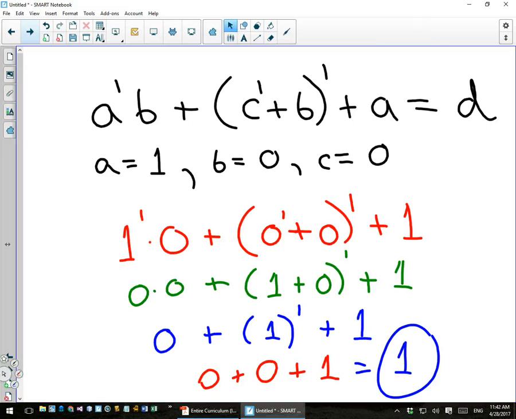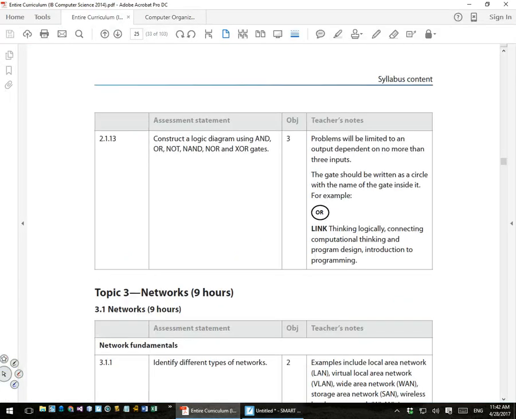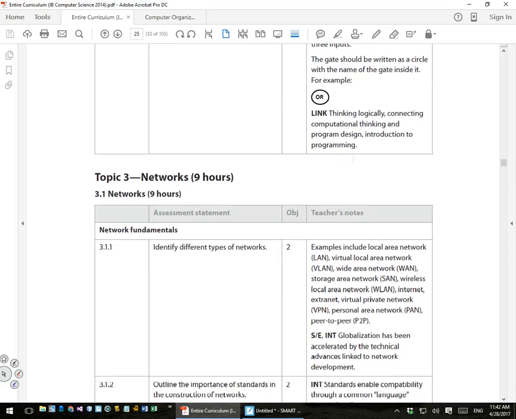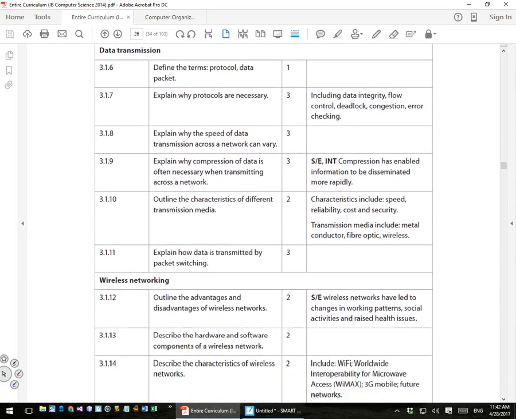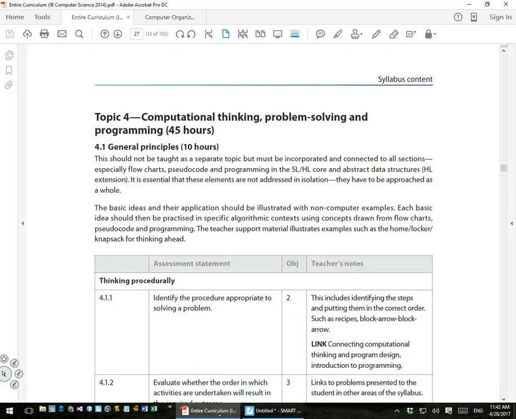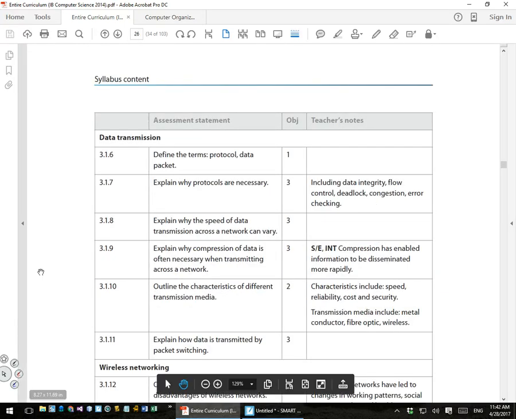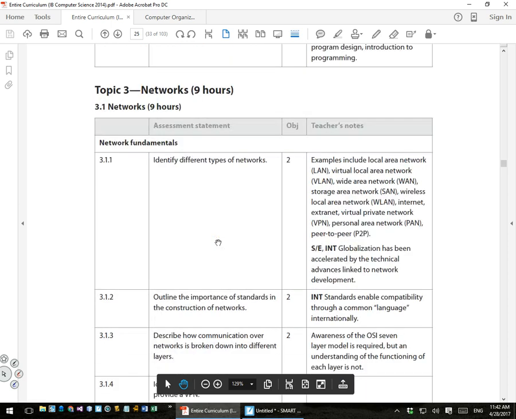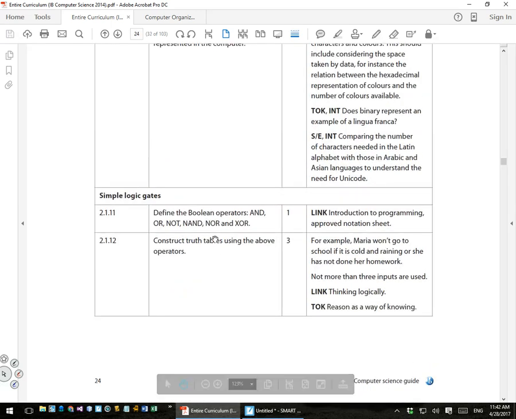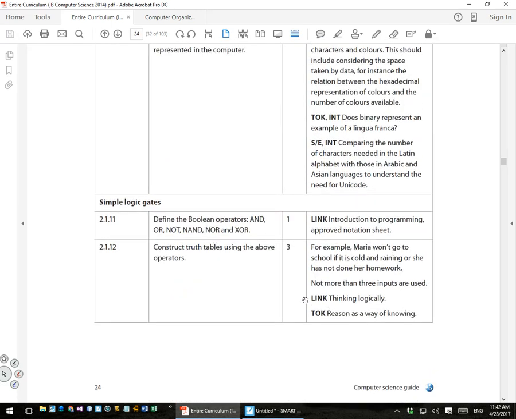All right, so back to the curriculum for a sec. Where did I get lost here? Shoot. Went up too far. Okay, I went the wrong direction. There we go. Okay, so you are supposed to define the Boolean operators and, or, not. I know there's more, but do you feel good about those first 3? Okay? Construct truth tables. Those tables we were drawing, those are truth tables using the above.